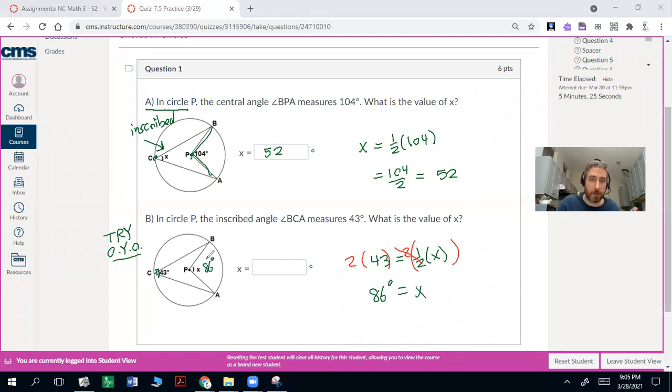So this should be twice as much as that. So we're basically either dividing by 2 or multiplying by 2, depending on which one we're given.